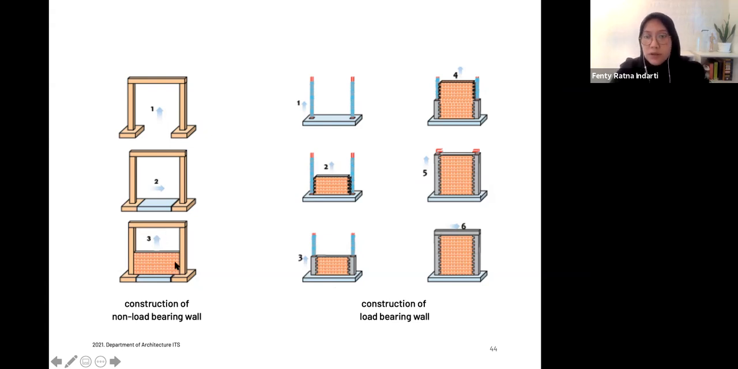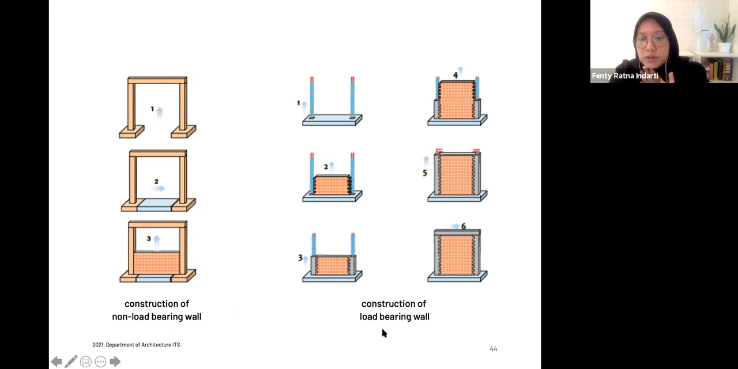This type of wall is easily modified. So in the future, if you want to create openings in it, you can just destroy or demolish it and make it a big opening like this. This is what we call a non-load bearing wall.